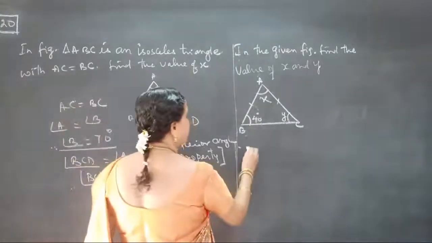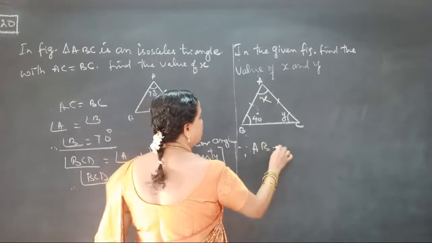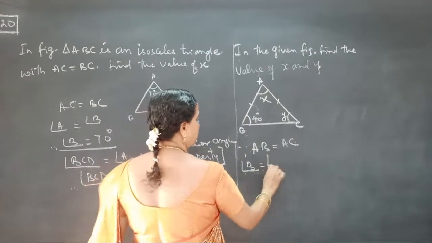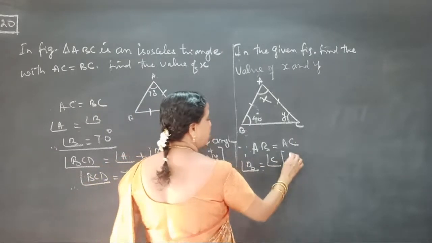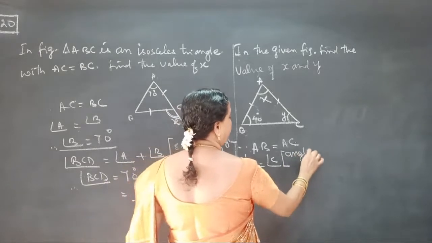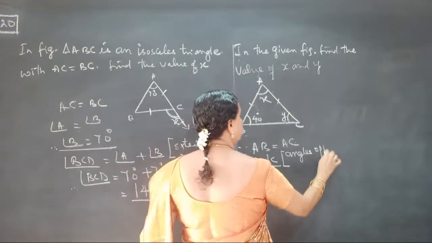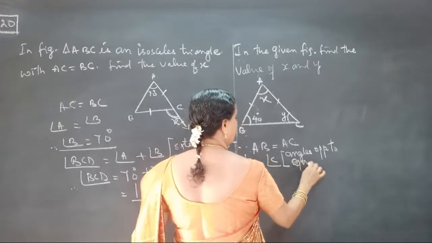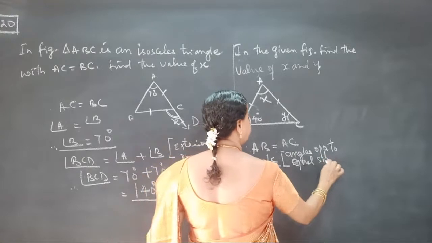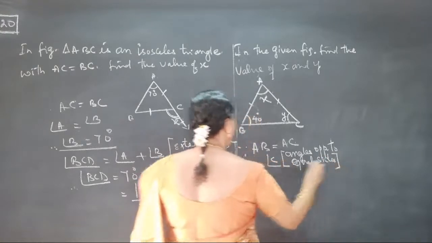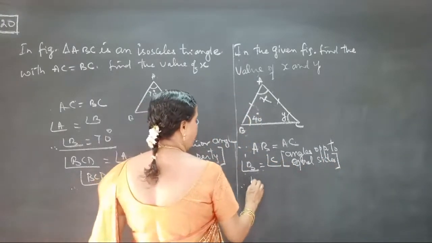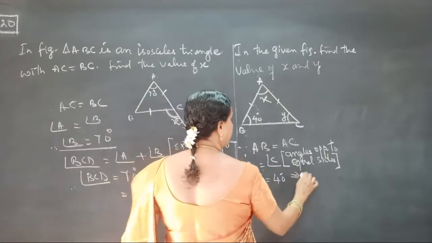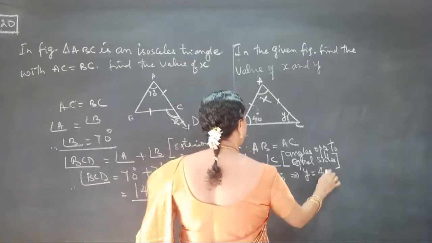First you have to write, since AB equals AC, angle B equals angle C. Write the reason: angles opposite to equal sides. Therefore, angle C equals 40 degree, which implies Y equals 40 degree.